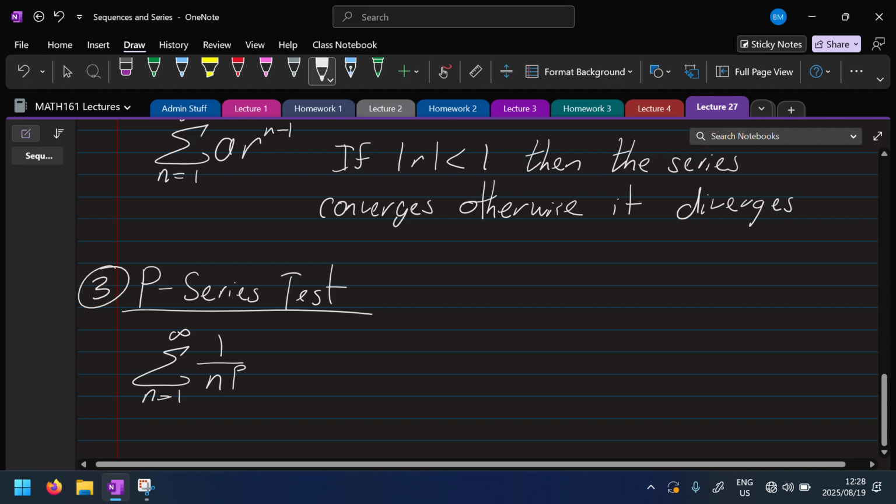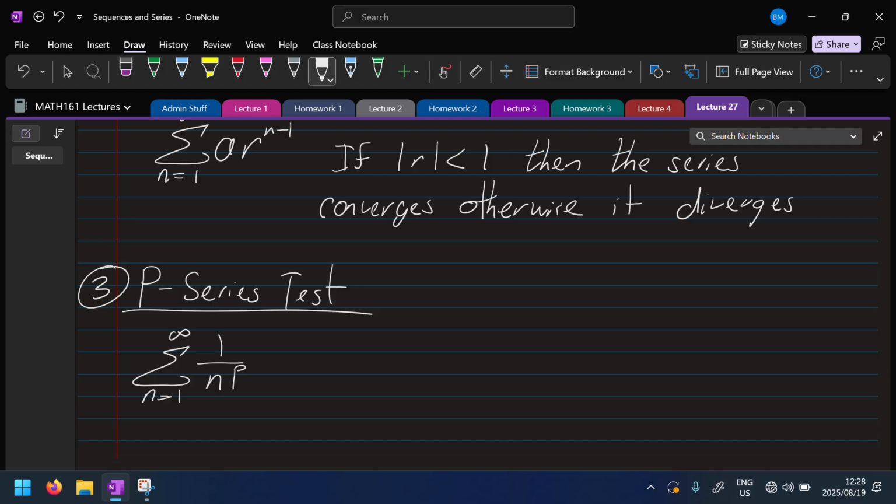Okay. So again, very similar to what we had with the improper integrals, but now instead of the integral of 1 over x, we have the sum of 1 over n. But it's the same thing. So if p is greater than 1, it converges. If it's less than or equal to 1, it diverges. It's the same rule as before.